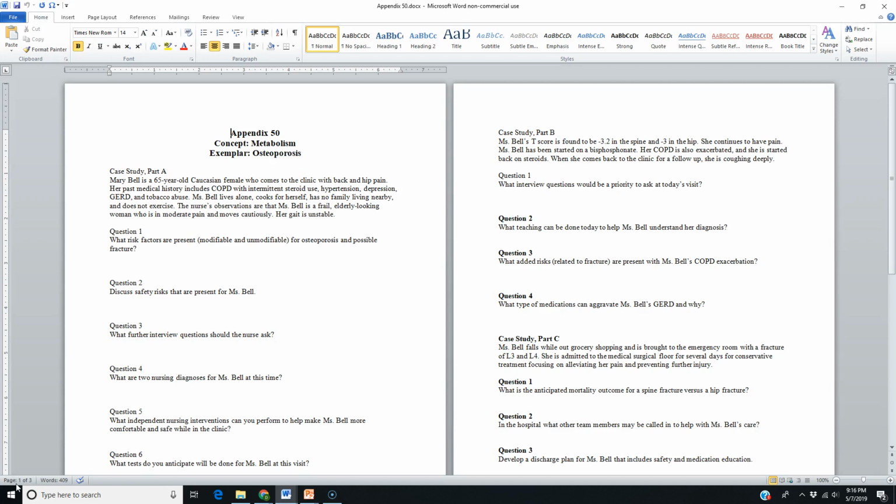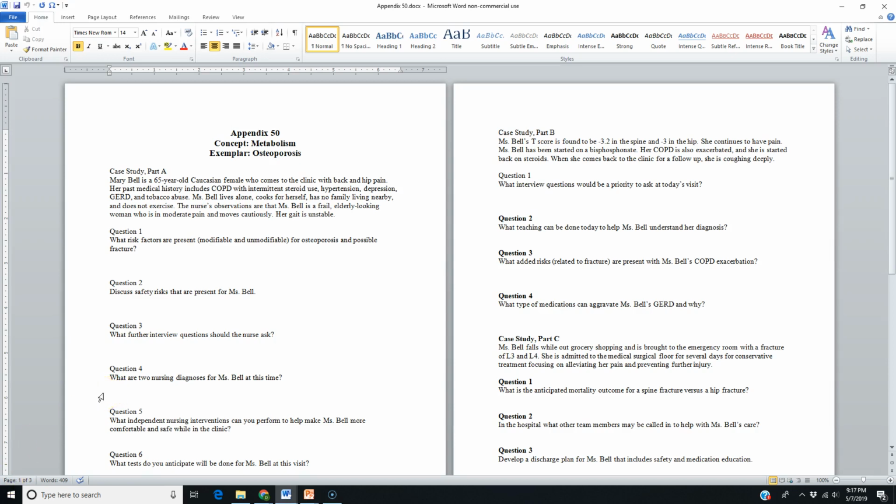What are her present modifiable and unmodifiable risk factors for osteoporosis and possible fractures? Modifiable risk factors include disordered eating, calcium deficiency, vitamin D deficiency, substance abuse, a sedentary lifestyle, and prolonged use of some medications such as steroids, probably for COPD. For Miss Bell, modifiable risk factors include smoking, use of steroids to treat COPD caused by smoking, cooking for herself that could lead to disordered eating, lack of exercise, and of course she's gone through menopause. Non-modifiable risk factors for osteoporosis would be an unknown family history of the disorder. She's 65 and she's of Caucasian race.